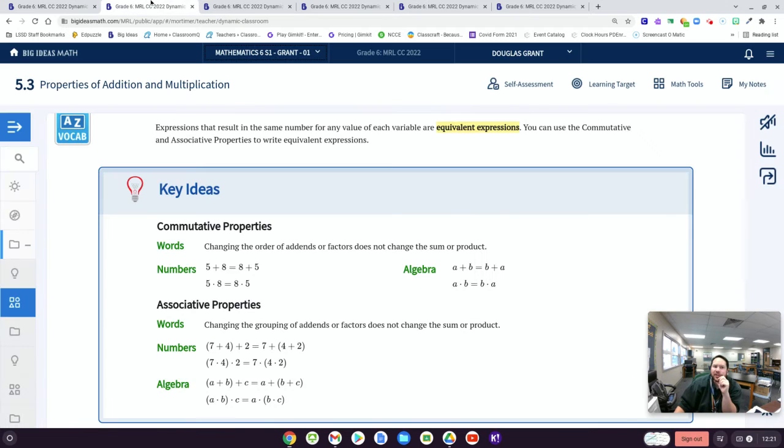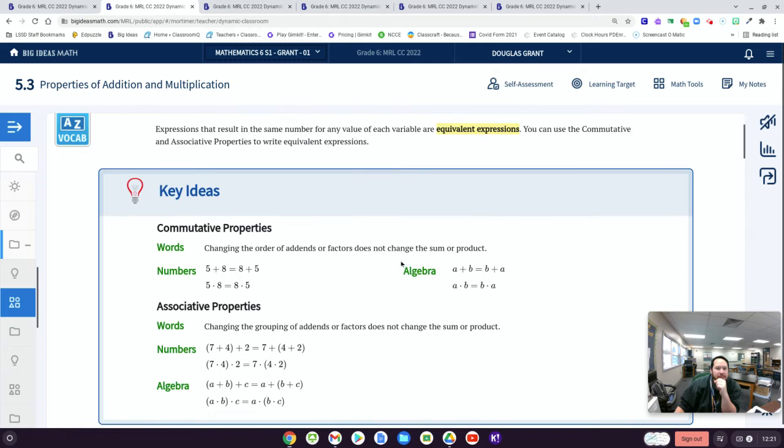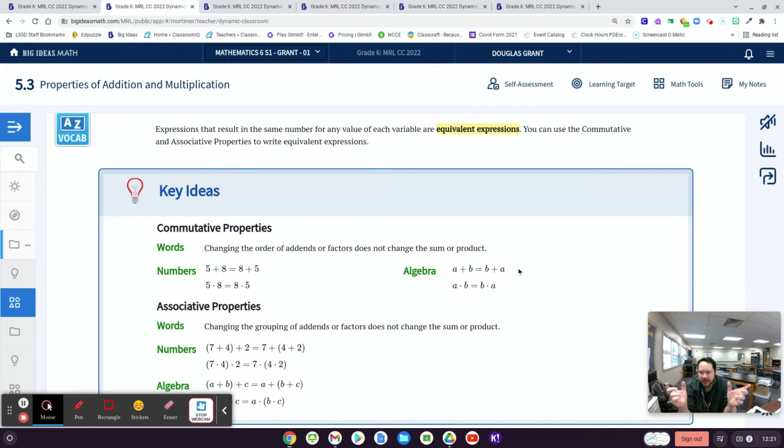Okay, we're going to start with equivalent expressions. Anytime you have two expressions that are the same, like their example here is 5 plus 8 is the same as 8 plus 5, or 5 times 8 is the same as 8 times 5. Those are equivalent expressions. They're the same answer either way. And what I just illustrated there, and what they illustrate right here, that is the commutative property.